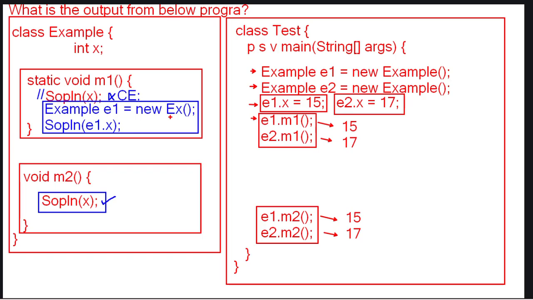Okay, so I corrected it. Remove private. Next, is there still any compile error? If there is no compile error, tell me the output. Everyone said 15, 17. Is it right or wrong? Still, is there any compile error?